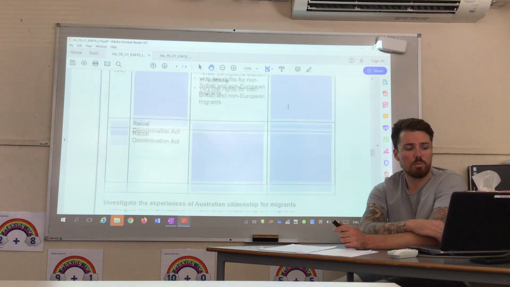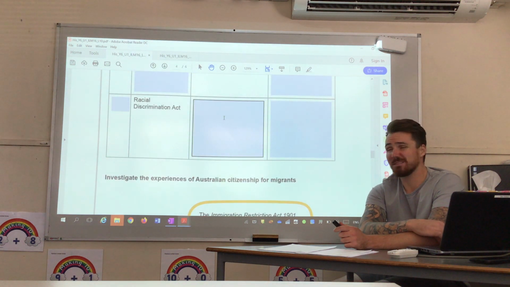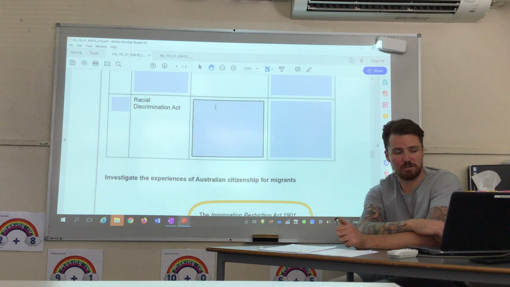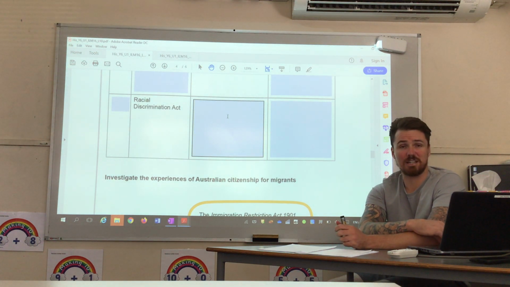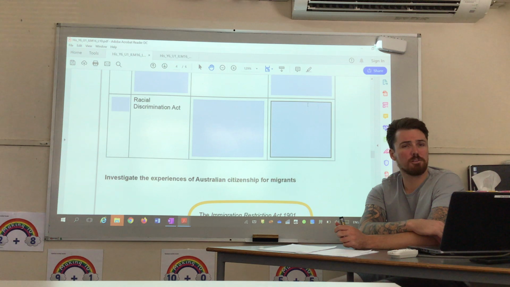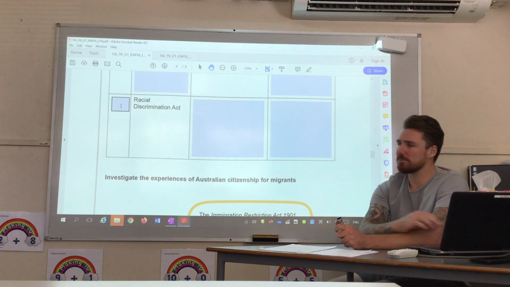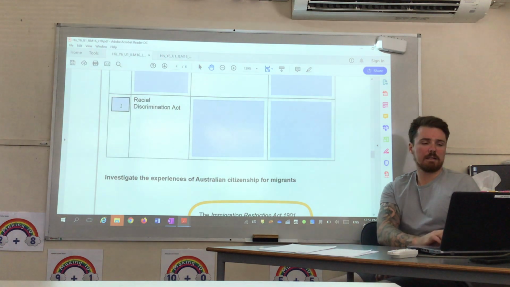You need to have a think, what things stayed the same? Well, I think in terms of white immigration, people from white-based countries, they were still allowed to. That didn't really change for them, but did it improve for any other countries, any other types of people? Did that get any better? You also have to pop in the date there as well.